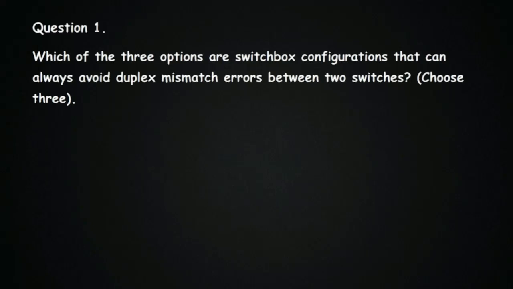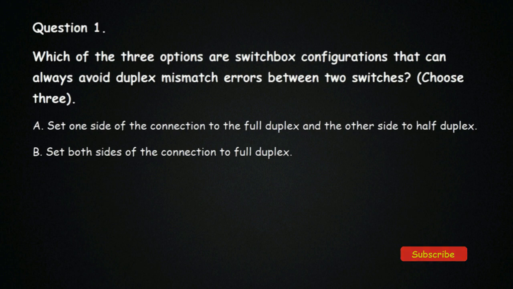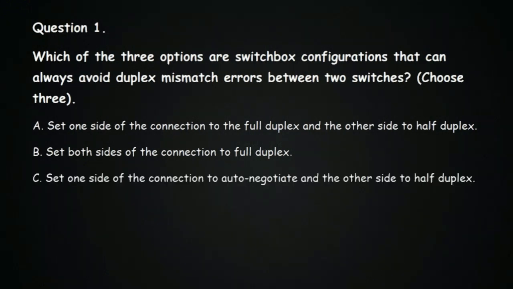Question 1. Which of the three options are switchbox configurations that can always avoid duplex mismatch errors between two switches? Choose 3. A. Set one side of the connection to full duplex and the other side to half duplex. B. Set both sides of the connection to full duplex. C. Set one side of the connection to auto-negotiate and the other side to half duplex.